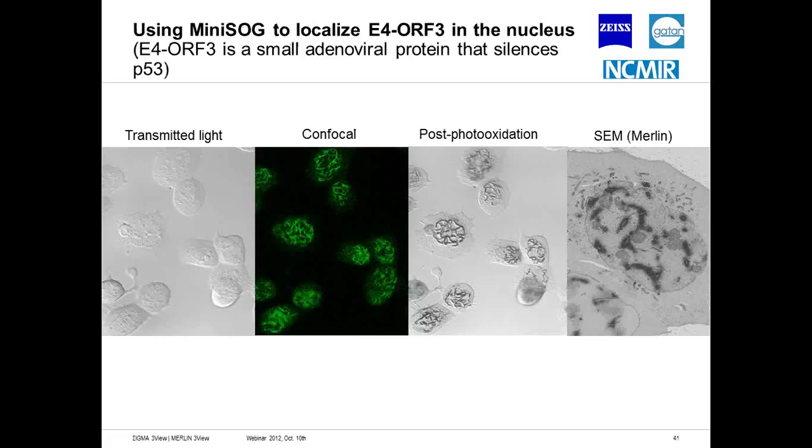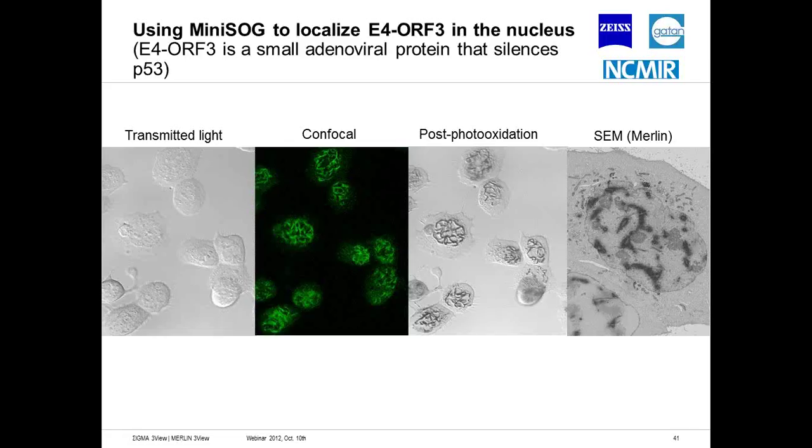This is Mini-SOG used to visualize the adenoviral protein E4-ORF3 in the nucleus. On the left, we see a transmitted light image of cells before photooxidation. You can see the Mini-SOG fluorescence image by confocal here in green. And then here on the right, after DAB photoconversion. And then here, the image plane on the far right from the Merlin. It forms this very intricate intranuclear web.